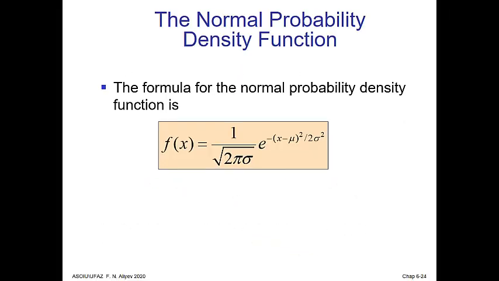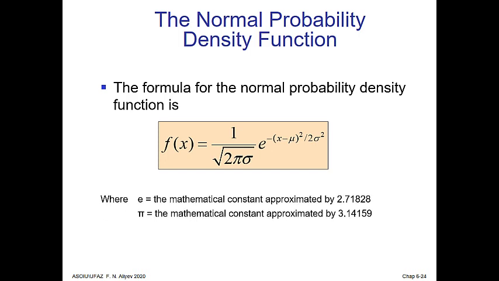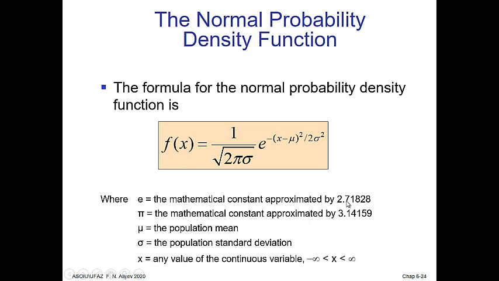Density function of the normal distribution. Here, pi represents the mathematical constant with approximate value 3.14. e is also a mathematical constant, with approximate value 2.72. Mu represents the population mean, sigma represents the population standard deviation, and x is any value of the continuous random variable over the range negative infinity to positive infinity.